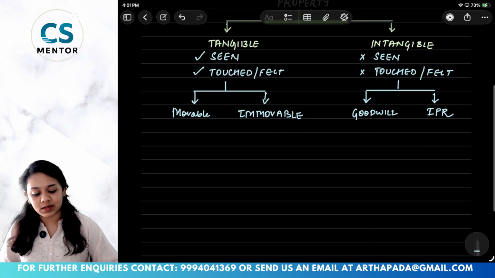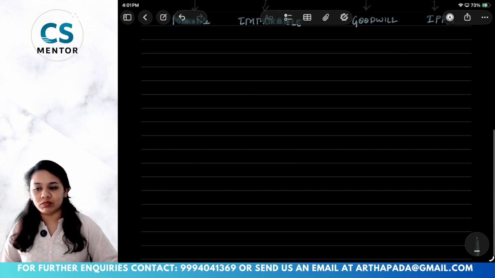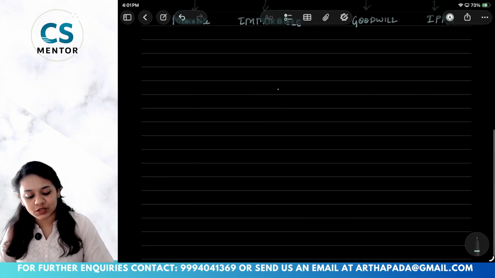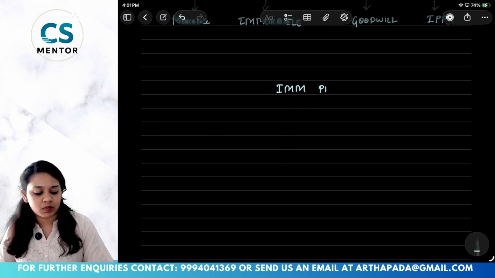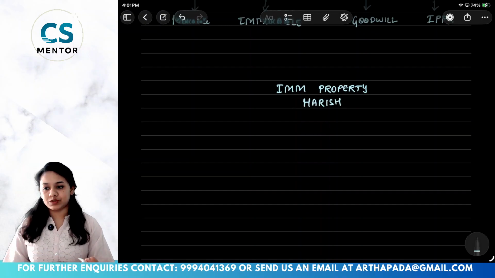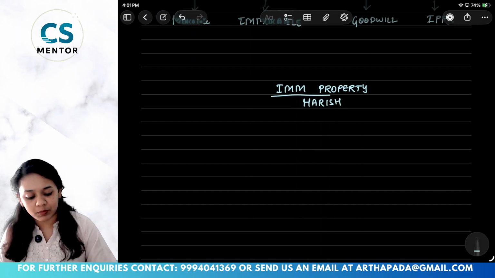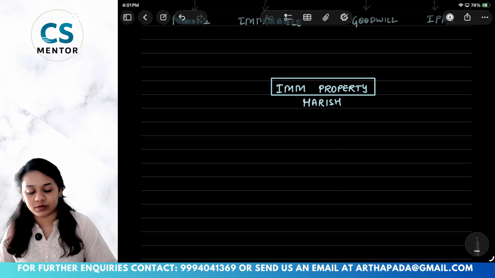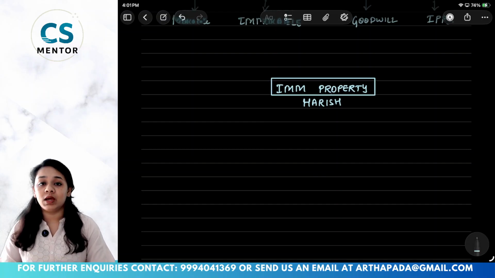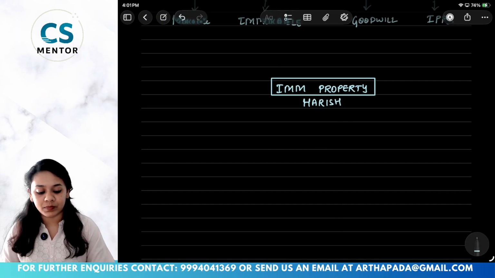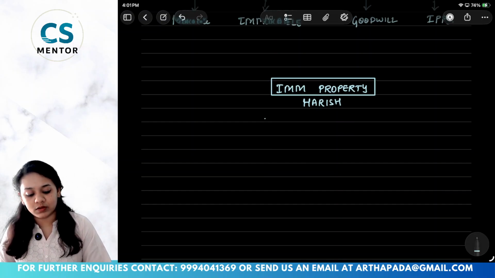Now, let's say, for example, that you own an immovable property. All right. So let's assume that the immovable property is being owned by you. For the time being, we'll say that it is owned by Harish. Now, this immovable property, how did Harish acquire it? That is the question. If Harish is the owner of the immovable property, how can he show proof of the same? You see, Harish should have acquired the property.